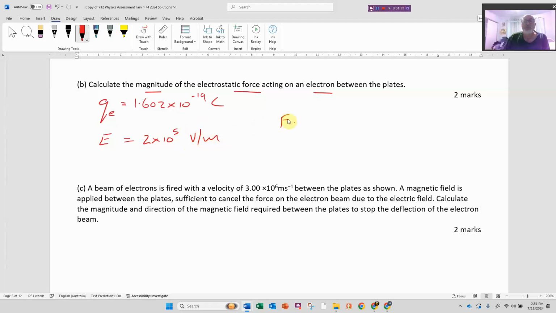So force equals QE, which is equal to 1.602 by 10 to the negative 19 times 2 by 10 to the 5. Chuck that in your calculator and you get 3.2 by 10 to the power of negative 14 newtons for 2 marks. So getting the right answer is 1 mark, and getting this first bit, putting your numbers in, is another mark. Righto, moving on.